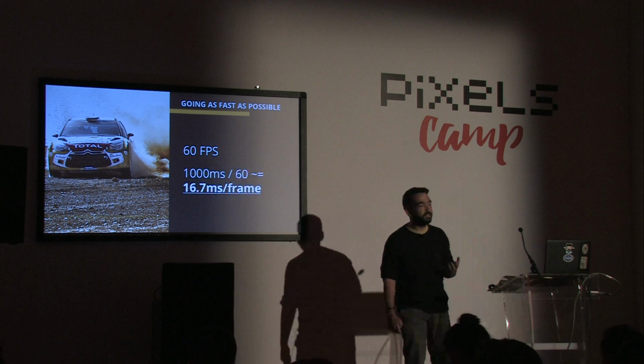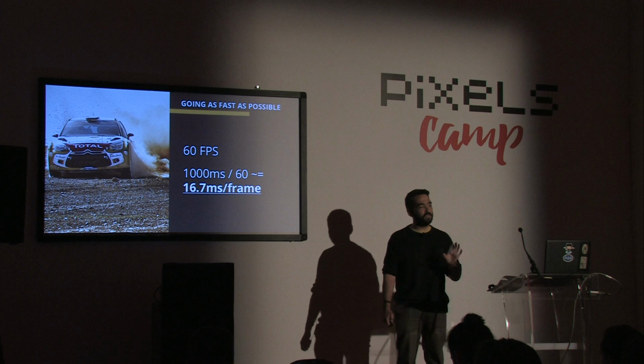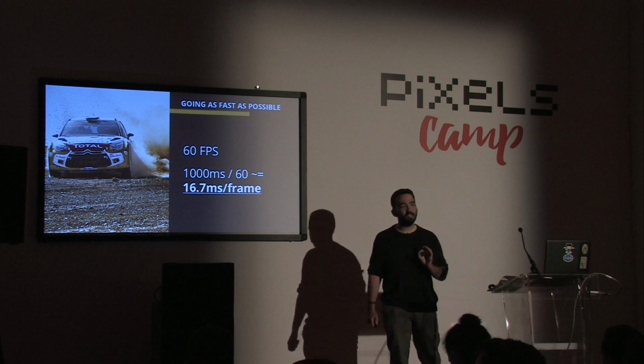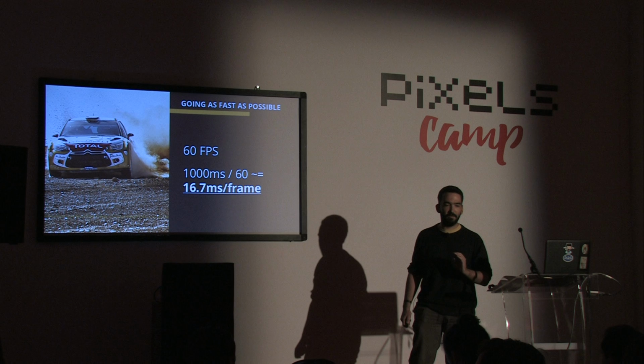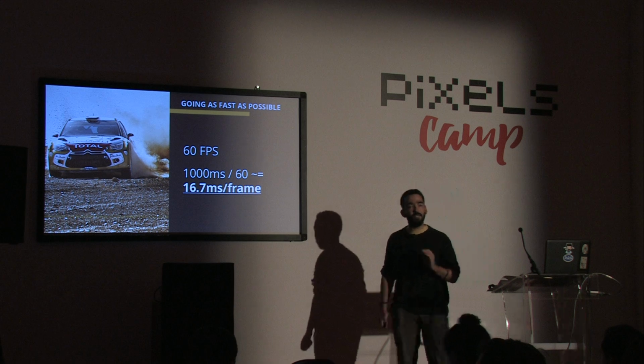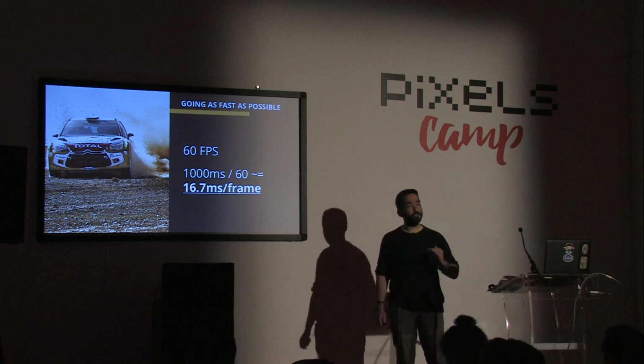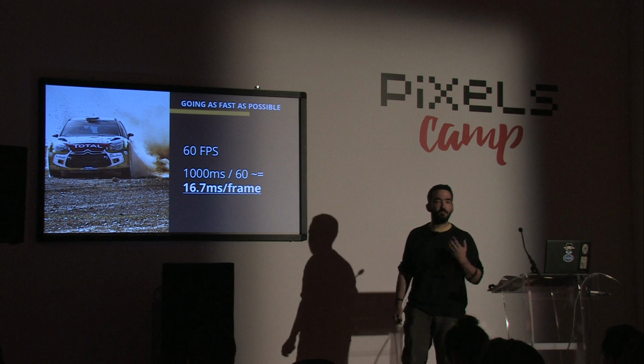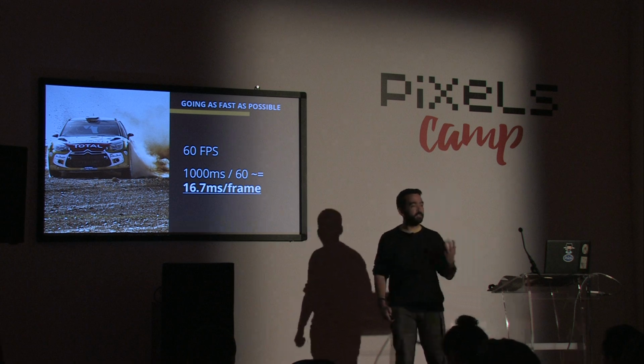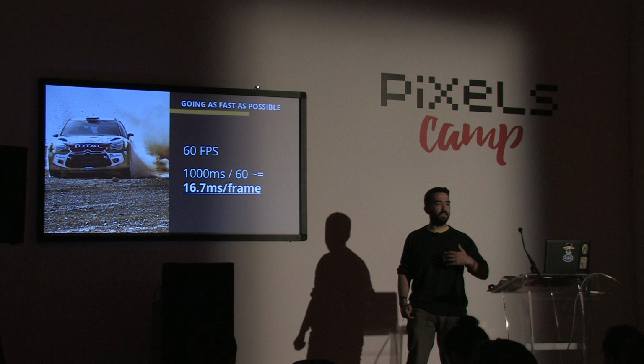It means that you will have about 16.7 milliseconds for your code to run. If your code takes a little bit longer than this to run, then you'll be missing a frame and everything will seem slower. It's not that your brain can interpolate the frame.